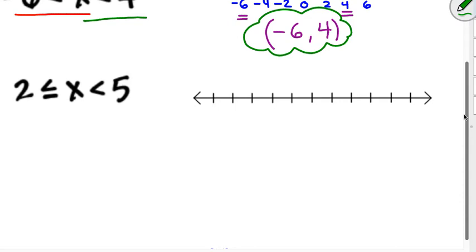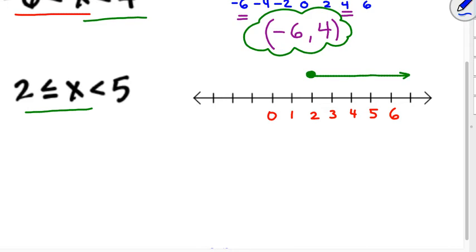All right, let's do one more. If you want to pause, you can go ahead and try it yourself. So we have some numbers from 2 to 5. So I'll just start with 0, 1, 2, 3, 4, 5, 6. Let's graph it out. So this first inequality piece is saying x is greater than or equal to 2. So since it's equal to, we're going to have a closed circle, greater, we're heading off to the right.